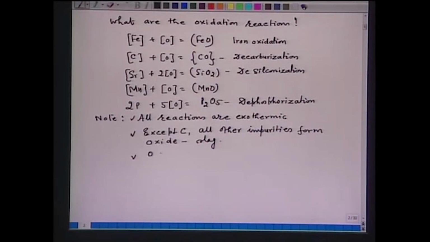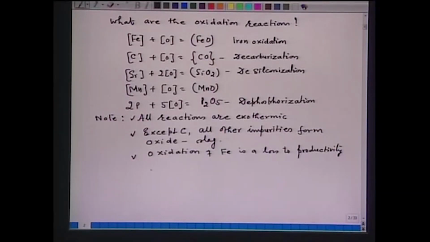The third thing is that oxidation of iron is a loss to productivity. In fact, the techno-economic parameters of steel making are loss of iron in slag and presence of dissolved oxygen in steel at turndown. These are the two techno indices of any steel making process. Therefore, oxidation of iron should be controlled. Controlled oxidation of iron is required.